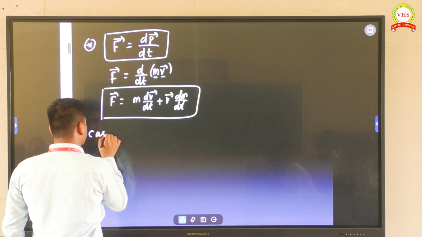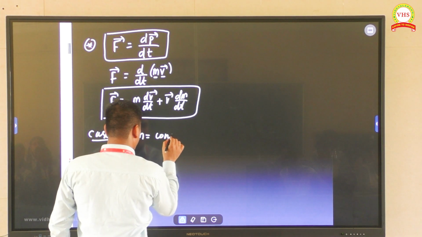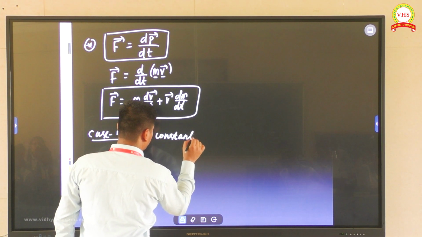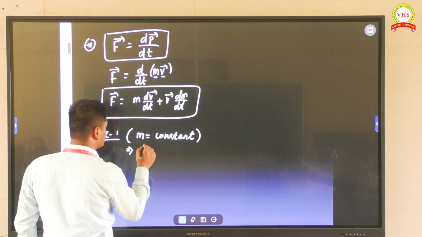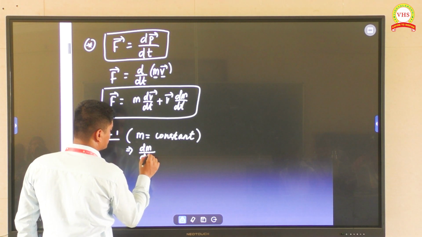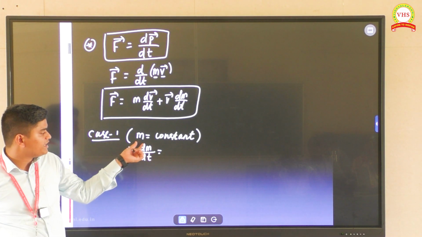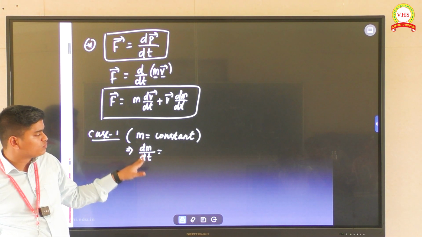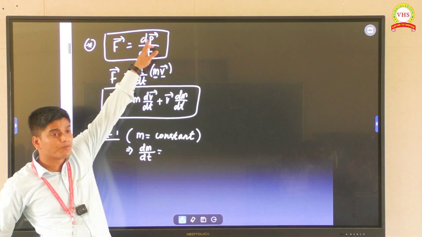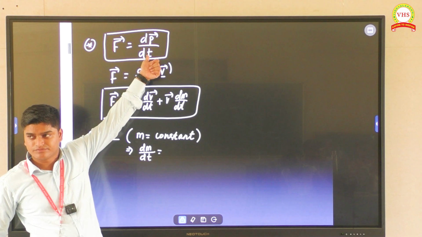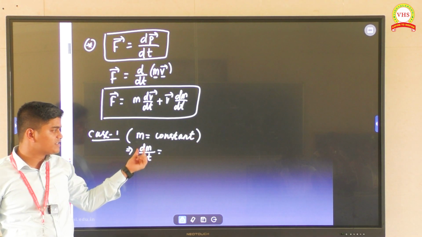Now here I'll take two cases. Case 1: suppose my mass is constant. If the mass is constant, what does it imply? There will be no change of mass with respect to t. Derivative means what? dm by dt means change of mass with respect to t. dp by dt has the same meaning: change of momentum with respect to t, that is, the rate of change.